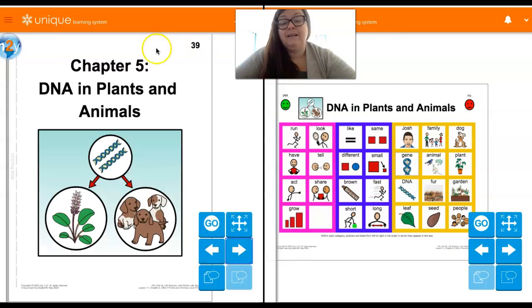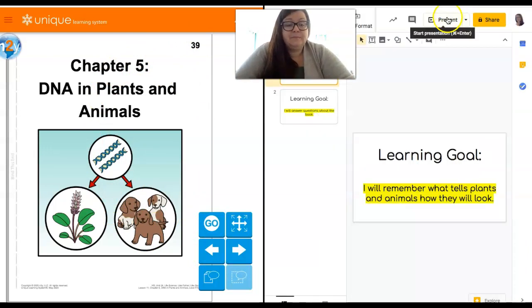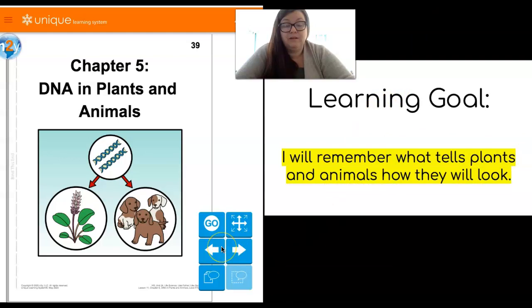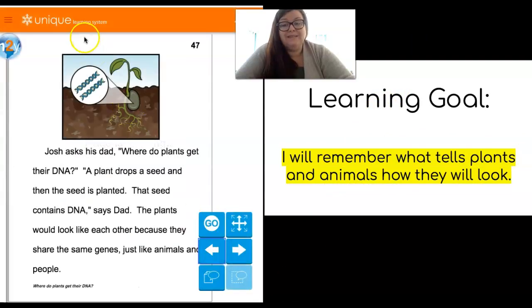All right, guys, that is the end of chapter 5. So let's look at our learning goal again. I will remember what tells the plants and animals how they will look. Remember, we talked about this. What tells the plants and animals how they will look? The DNA. Animals and plants have DNA just like people do.